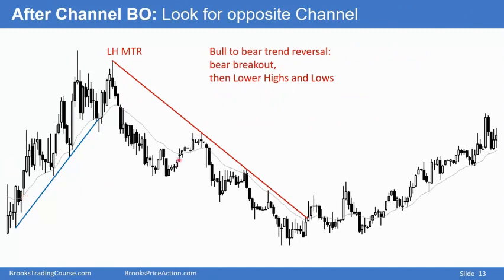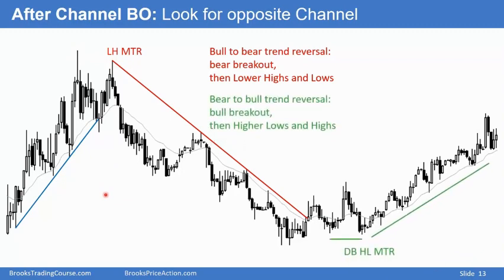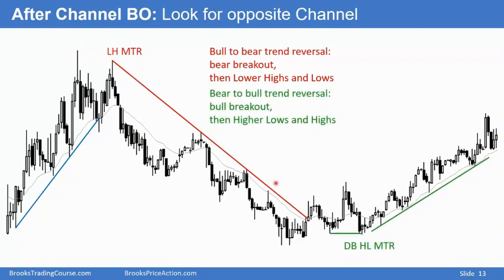Bull to bear trend reversal. You need a break below the trend line, and then you need a test of the old high, and then a second reversal down. Here we have a bear trend reversing into a bull trend. You need a break above the bear channel, and then a resumption of the trend down. Here we resume down twice, and then you got to see a reversal up from there. We have a higher low major trend reversal, and now we have a double bottom higher low. So it's a double bottom higher low major trend reversal, and it led to a bull trend.